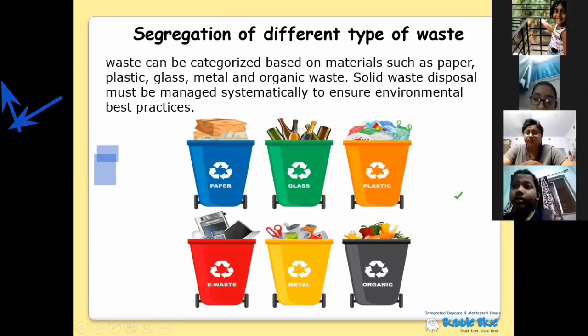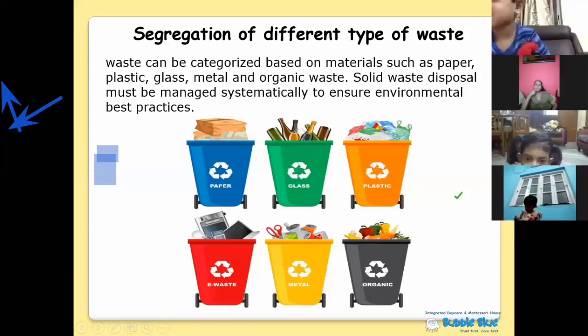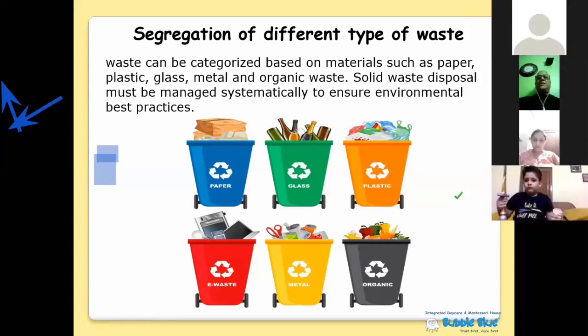And in India, we use two bins right now. One is for wet waste and one for dry waste. Wet goes into the green and dry goes into the blue. So segregation of different types of waste, that is, waste can be categorized based on materials such as paper, plastic, glass, metal, and organic waste. We at Salt Lake Center, the children have done these three wastes of wet, dry, and organic.